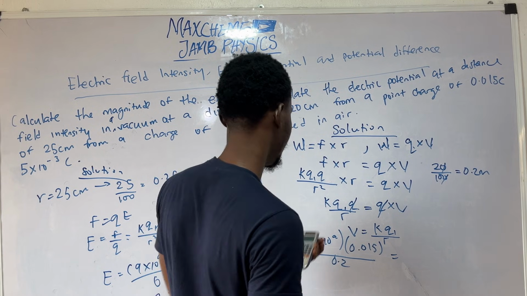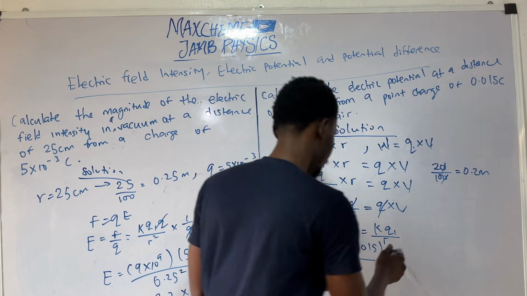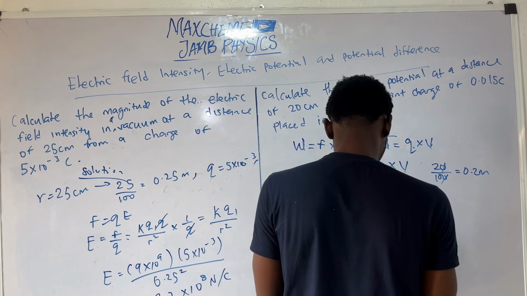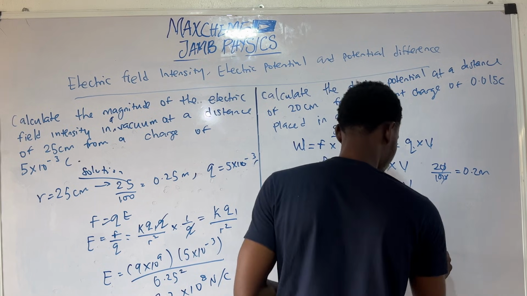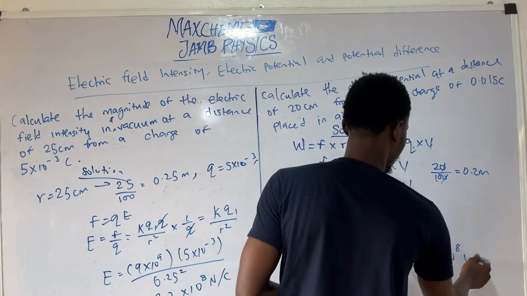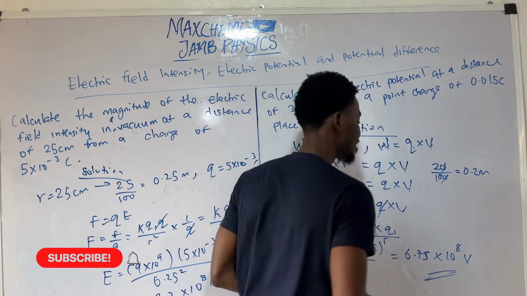That gives me a potential difference of 6.75 times 10 to the power 8 volts. So that is how you solve a question like that.